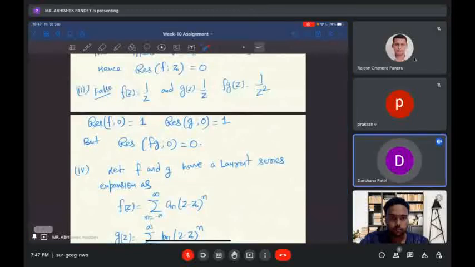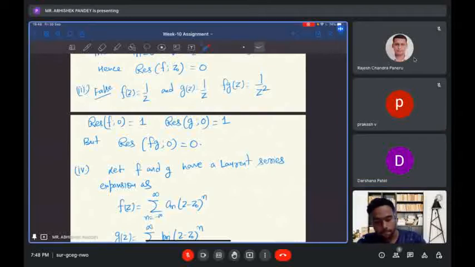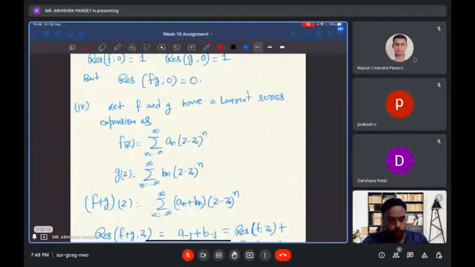Yes, sir. But suppose f has an isolated singularity at z0 and g is holomorphic, then in that case how can we write the residue of fg? Okay, so you are saying, just wait.